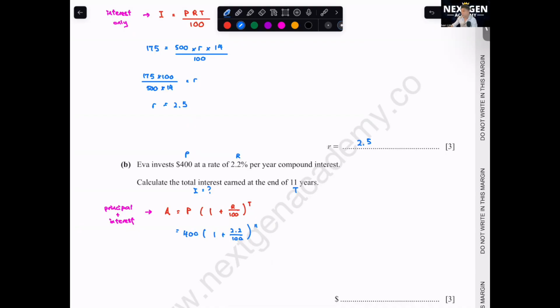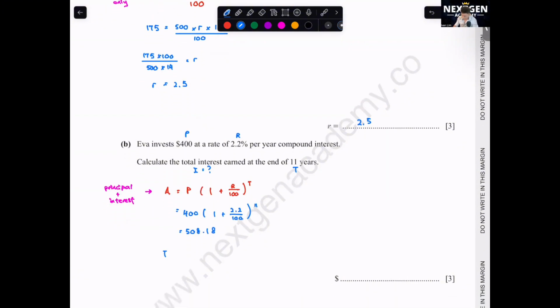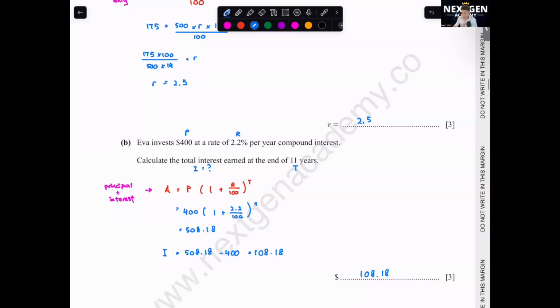Type this in the calculator first. We will get $508.18. Interest only means you take 508.18 minus your original value. We should get 108.18. I think these two are quite easy, so memorize your simple interest and compound interest formulas.